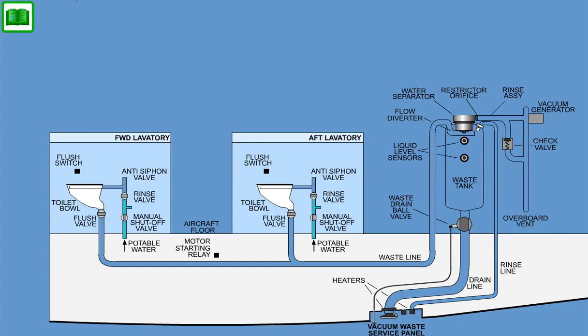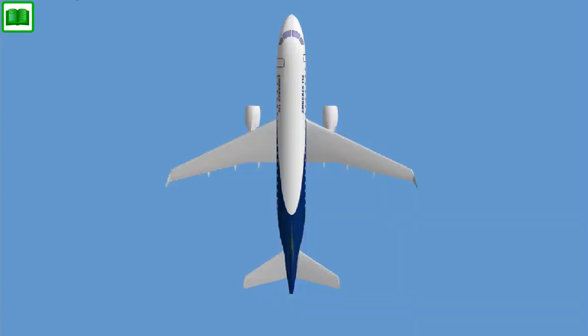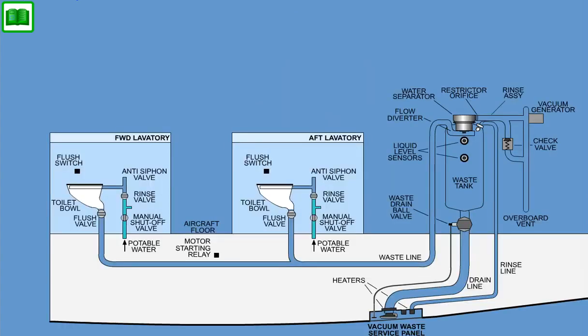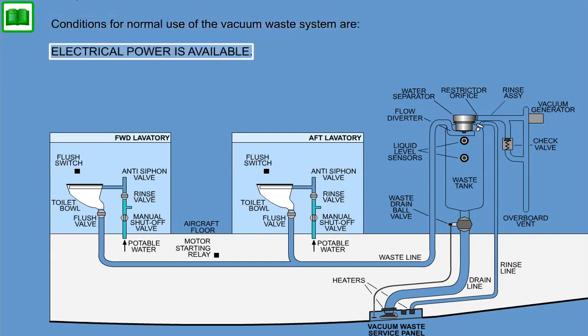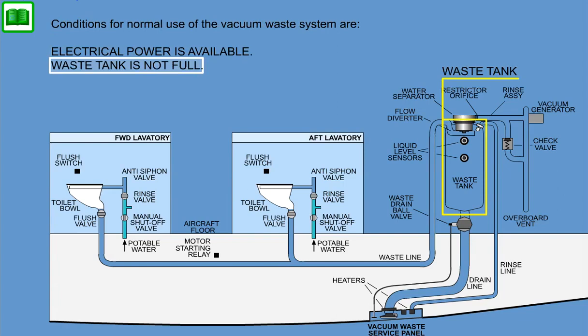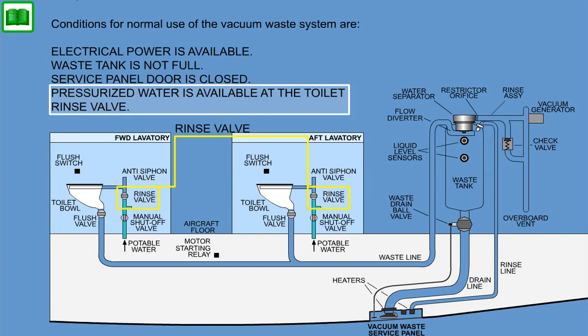The system is operated and monitored from the WWSC. 1 to 3 toilets can be installed in the aircraft: aft left, aft right, forward left, and forward right. Conditions for normal use of the vacuum waste system are: electrical power is available, waste tank is not full, service panel door is closed, and pressurized water is available at the toilet rinse valve.